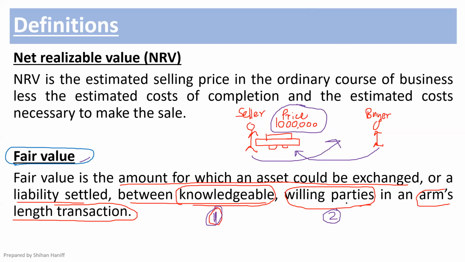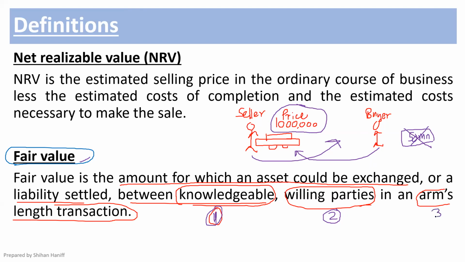Willing parties, willingness. If the seller has a personal attachment to the motor vehicle, he might not sell at any price. So that is not a fair value. Let's say the seller is not ready to sell and the buyer is telling, I will give you 50 million for this vehicle. That is not a fair value because the seller is not willing to sell. Same thing the other way around as well.